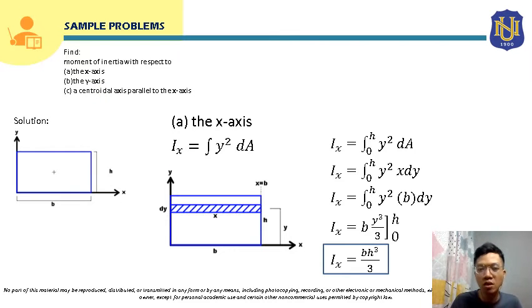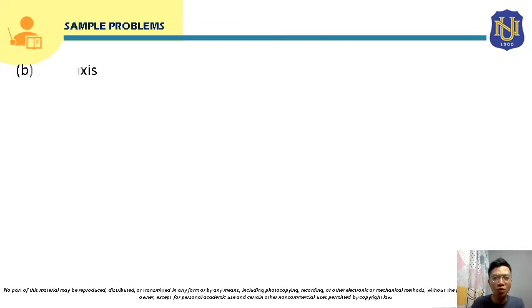That will be the moment of inertia about the y-axis. For letter b, we are going to use this formula: the moment of inertia about the y-axis is equal to the integral of x squared dA. Again, since we are measuring the moment of inertia from the y-axis, our moment arm will be x, measured horizontally from the y-axis. That's why the moment arm here is x.